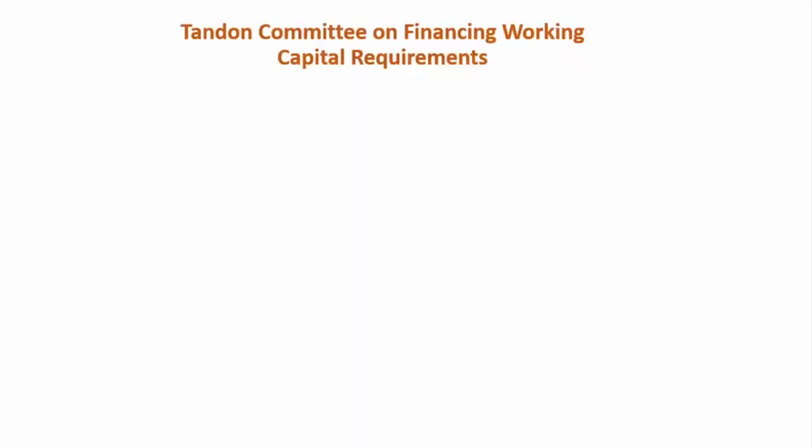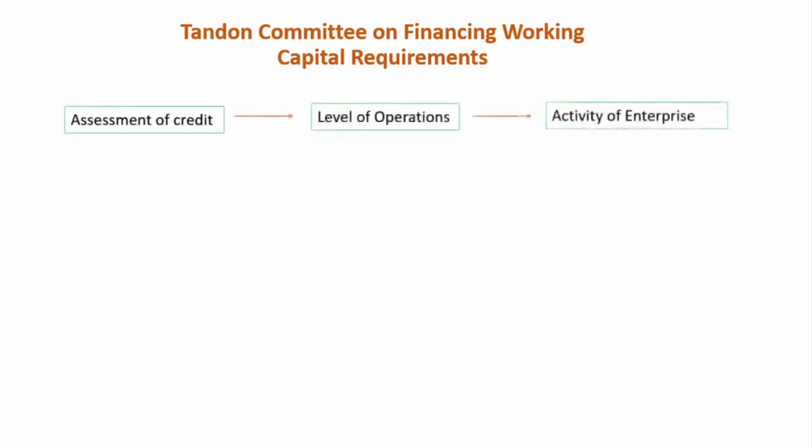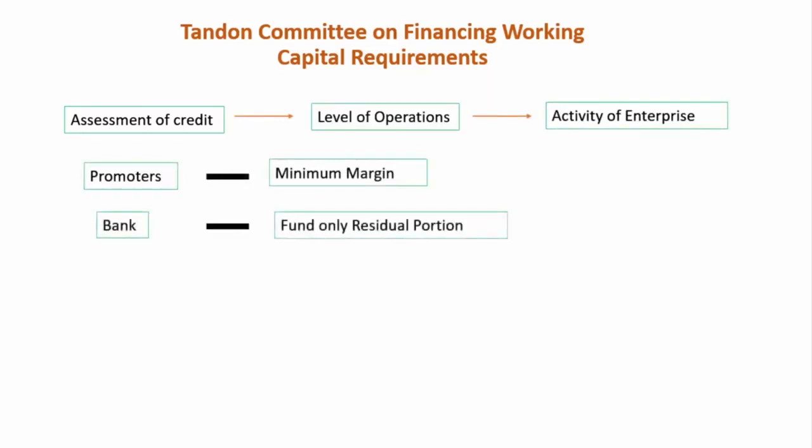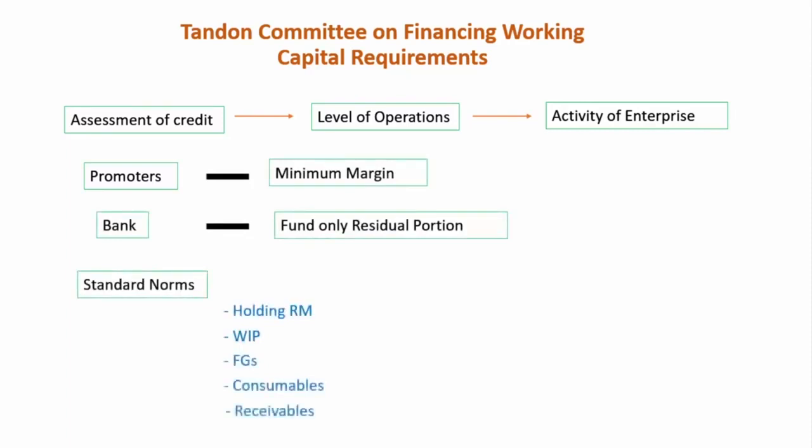Let's understand the recommendations of Tandon Committee on financing working capital requirements. As per Tandon Committee recommendation, assessment of credit should be linked with the level of operations and activities of the enterprise. Promoter should bring in minimum margin and bank should fund only the residual portion. There are standard norms on holding raw material, work in progress, finished goods, consumables, receivables for different industries.